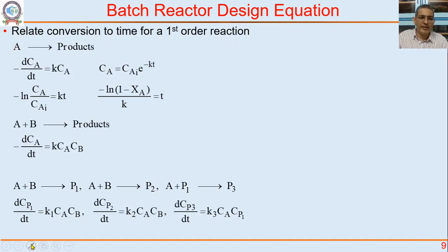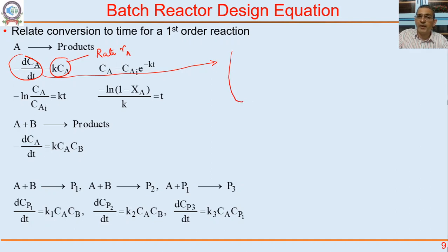This is dCA by dt. Now remember, if it's a first order reaction, this is our rate of reaction, RA. Whereas this minus dCA by dt, where has it come from? It is coming from material balance. So if you take a batch reactor, concentration at any time t is CA. After some time, it has changed to CA at t plus delta t.